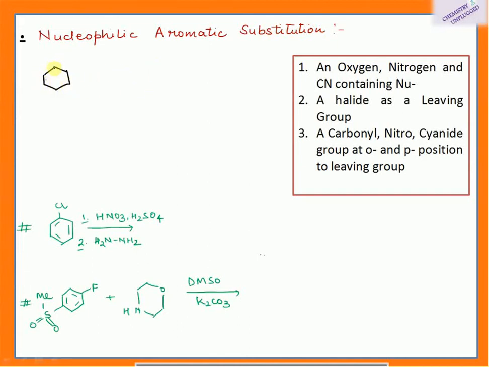For an SN2 type reaction, a nucleophile should attack from the inner side of this ring, like this. So this is not possible. So they cannot show an SN2 reaction.